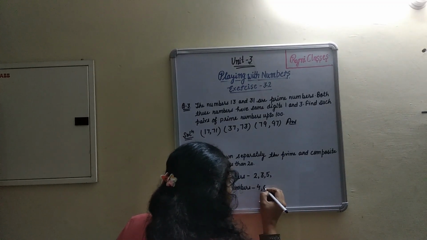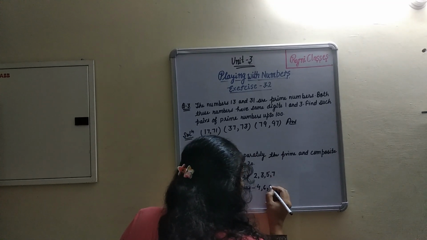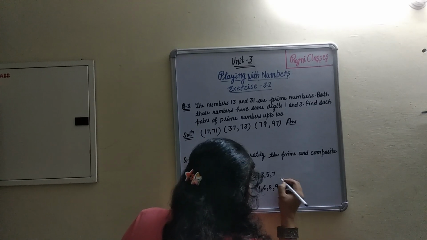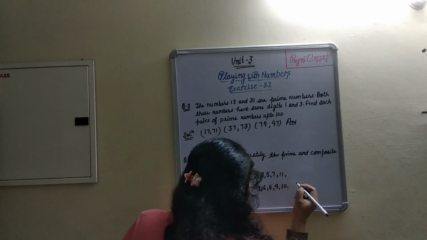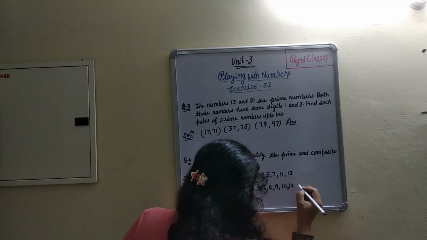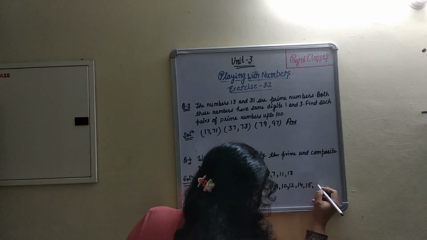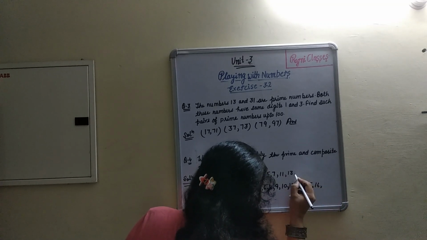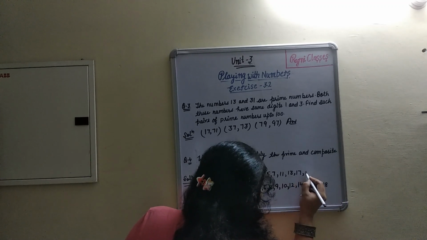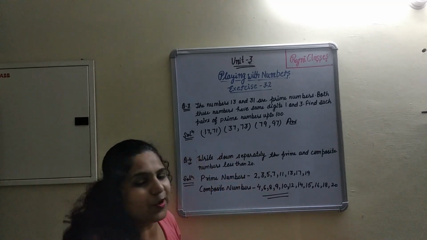6 is a composite number, 7 again prime number, and 8 is composite, 9 composite, 10 composite, 11 prime, 12 composite, 13 prime, 14 composite, 15 again composite, 16 composite, 17 prime, 18 composite, 19 prime, and 20 composite. And this completes your answer.